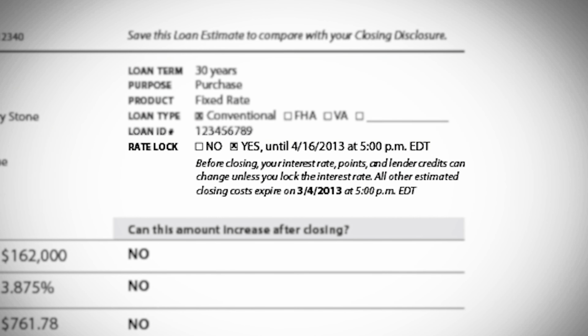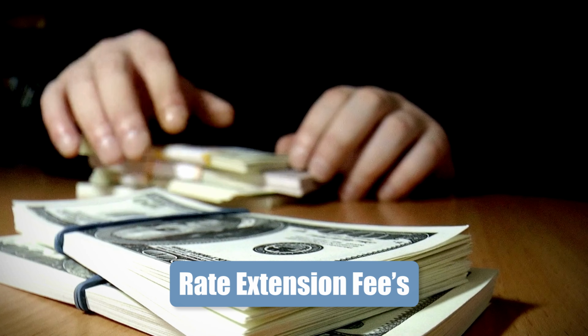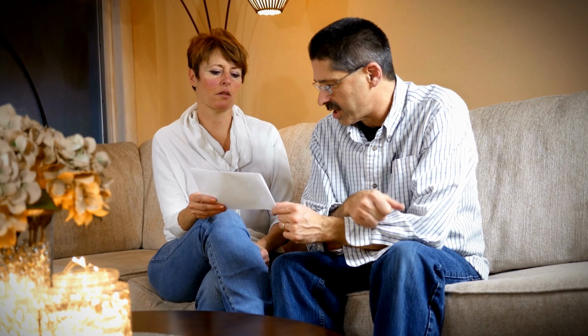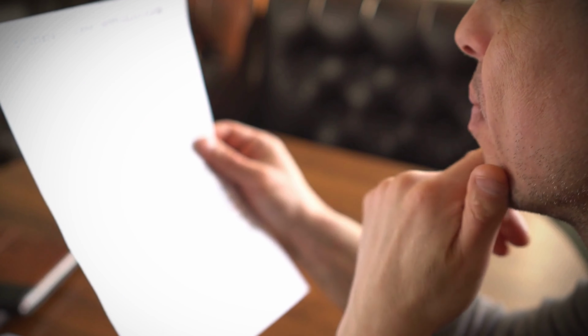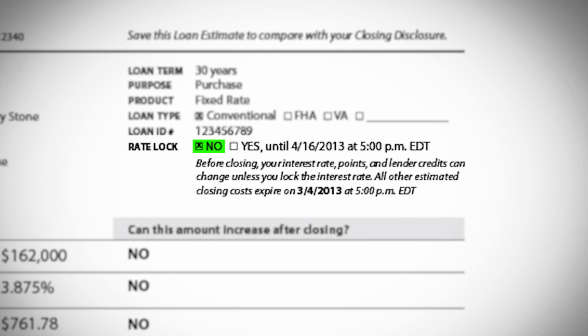So if you've gone ahead and locked your rate and are moving forward with this lender, you'll see that box selected as yes. This is fine. You just wanna make sure that the rate is locked through the closing date, because what can happen is if it isn't, there will be rate extension fees, and you need to make sure that you are not liable for those. However, the situation you'll likely find yourself in is that you're shopping around for a mortgage and you have multiple loan estimates. So this box will be selected to no, which is fine.